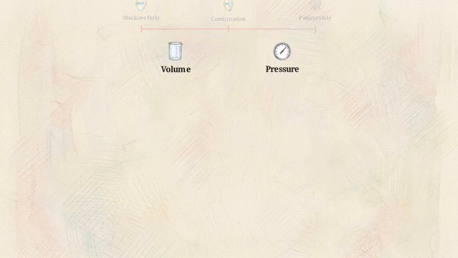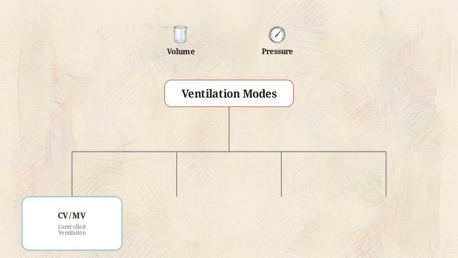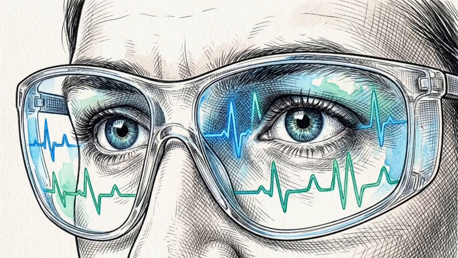By applying this two-part test, we can systematically decode the four main modes of mechanical ventilation: CV or MV, CPAP, SIMV, and assist control. Mastering a ventilator requires looking past the abbreviations and rigorously defining who is doing the work at every single stage of the breathing cycle.